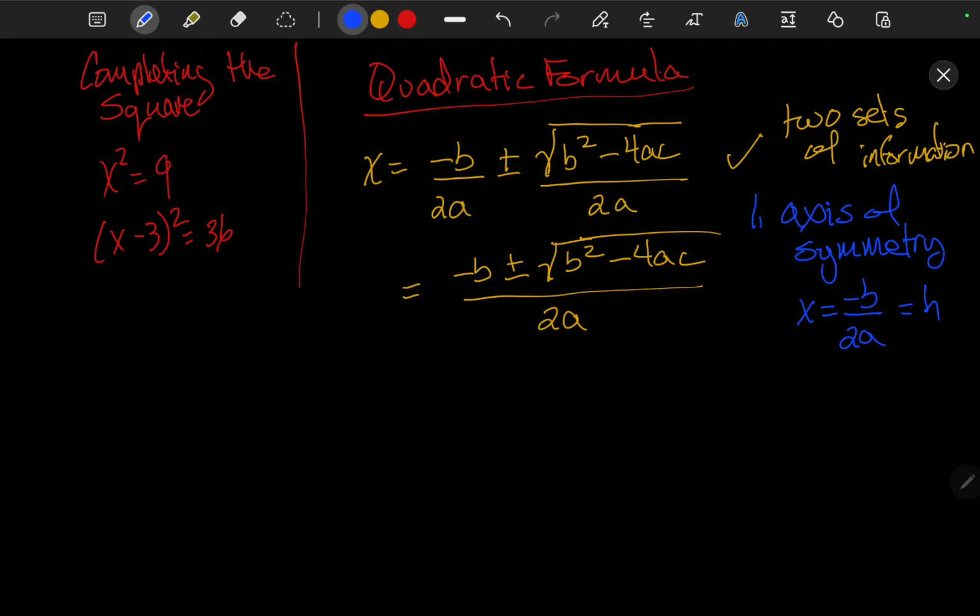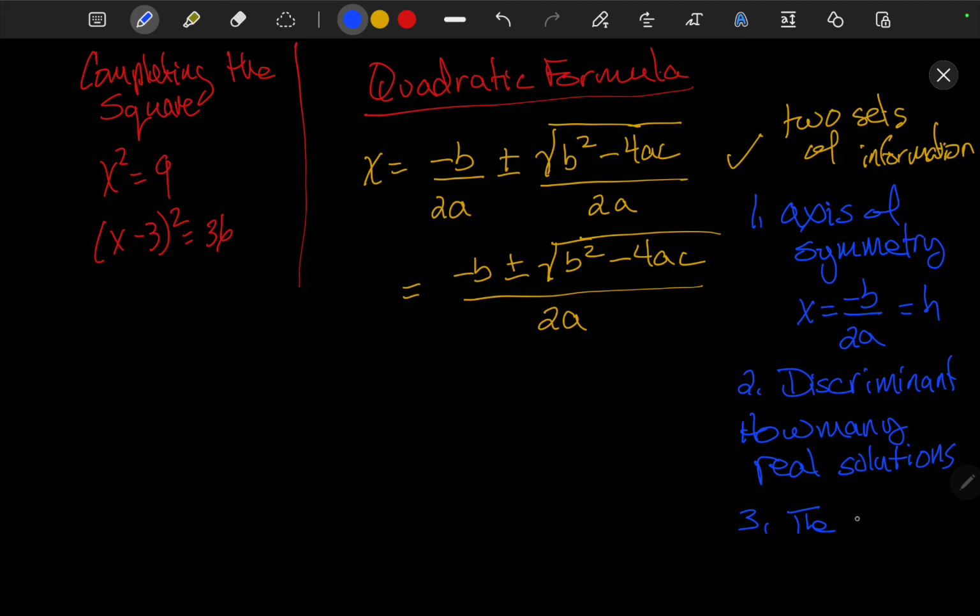Second, it also gives you the discriminant to tell you how many real solutions you have. And third, when combined, the entire formula gives you your solutions, your roots.